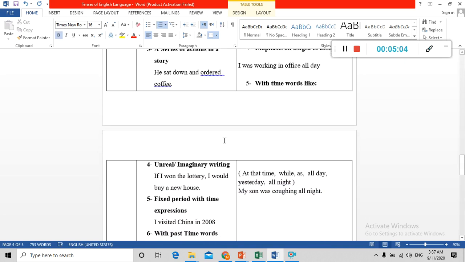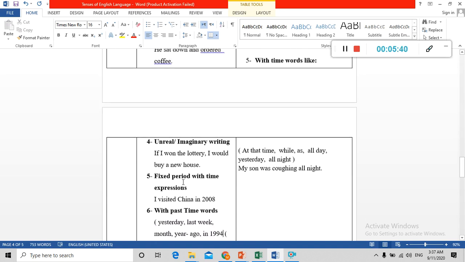The fourth use of this tense is unreal or imaginary situations: if I won the lottery, I would buy a new house. This is what we call the second conditional. If plus verb 2, we get would plus verb 1. If I won the lottery, I would buy a new house. It's imaginary, it's an unreal thing. If I won.